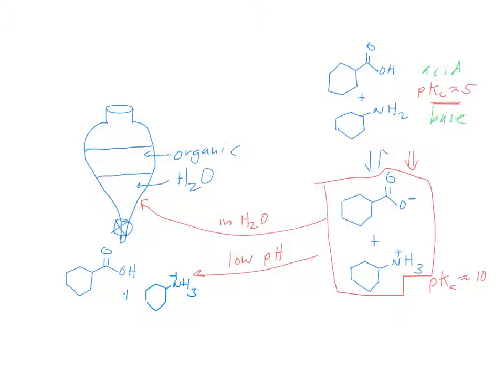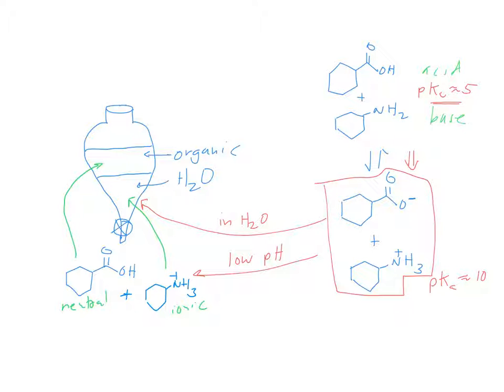All right, so now we have the carboxylic acid and we have the ammonium ion. Which layer is the carboxylic acid going to go into? It's neutral, so it would go into the organic layer. What about the ammonium ion? It's ionic, so it's charged. It's going to go into the aqueous layer.